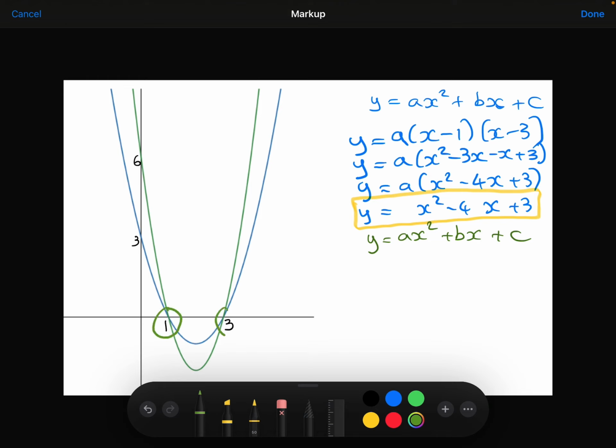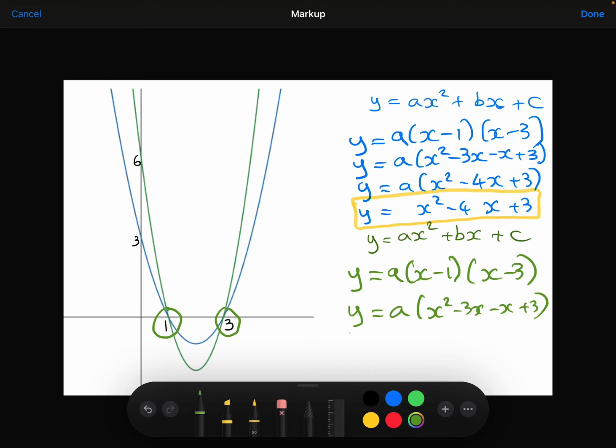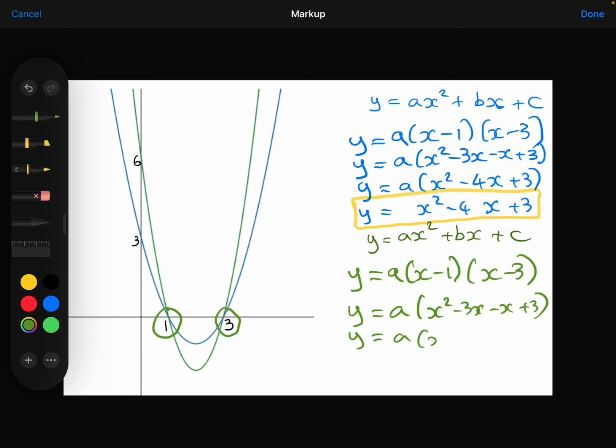We can see it has the same roots at the beginning, so I'm going to start off the same way. y equals x minus 1 and x minus 3. But there could be a number at the front, so I'm going to put that there. Now expanding those brackets in exactly the same way. And collecting up the like terms. And expanding. And now comparing the y-intercept of the green graph, 3a equals 6, which is telling me that a has to be 2. So therefore this is going to have to be 2, this is going to have to be 2, and this is going to have to be 2.